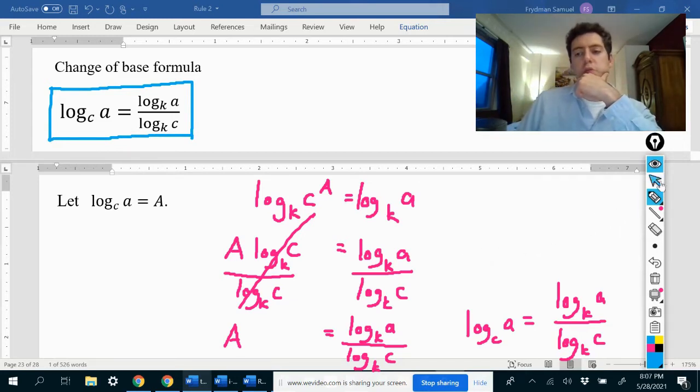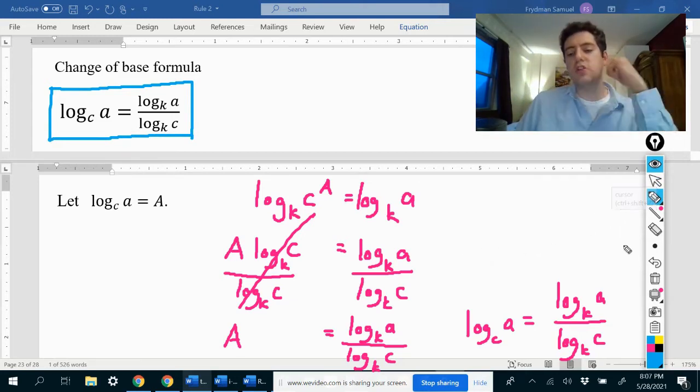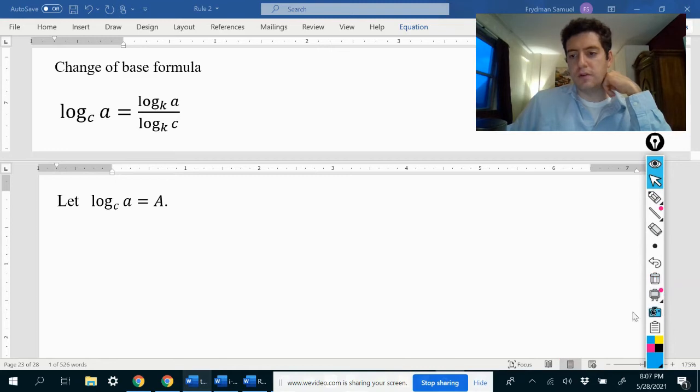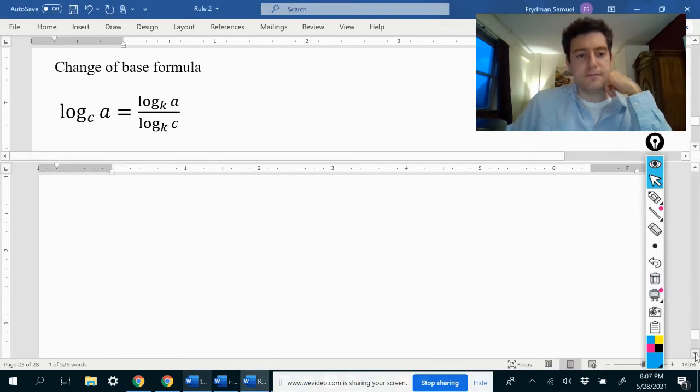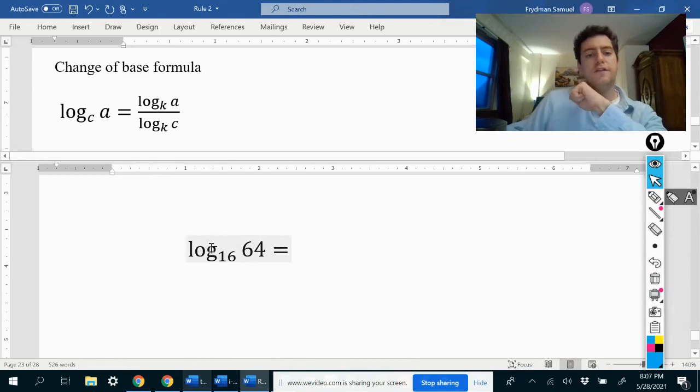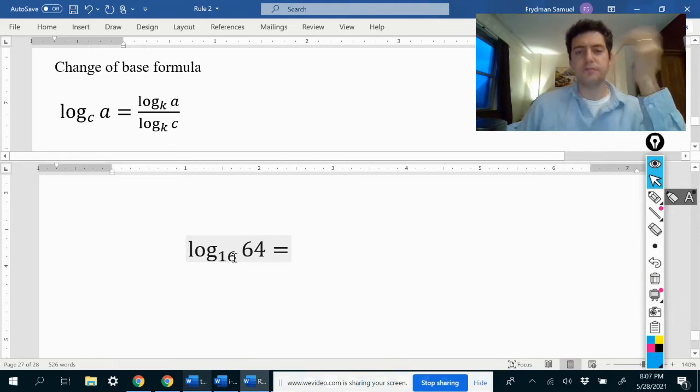Okay, so let's just do a couple of examples with that, and then you'll see how it's useful. So if I want to figure out what the log of 64 is, base 16, how could I do that?